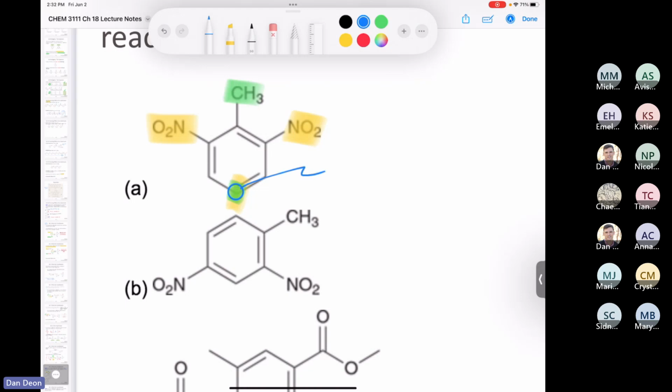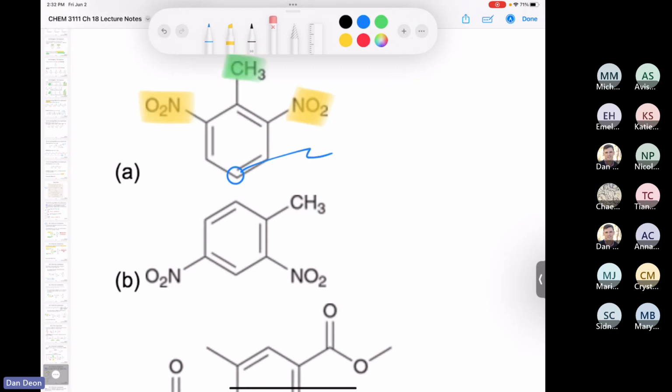Everything directs to this position. So I'm just going to delete the highlighter. Okay, let's take a look at the next one. Same rationale. We have a methyl group. It directs to the ortho and para positions. These two are blocked, so we'll scratch those off.